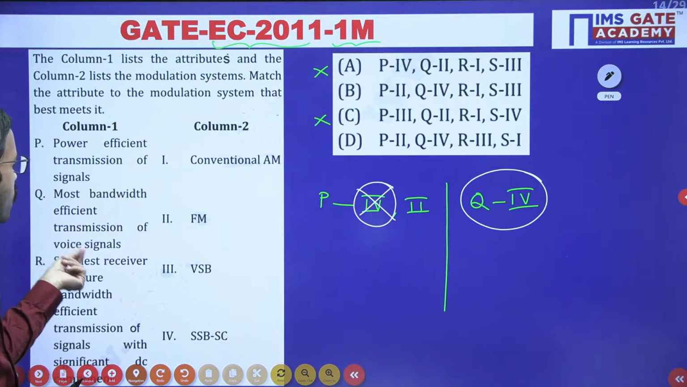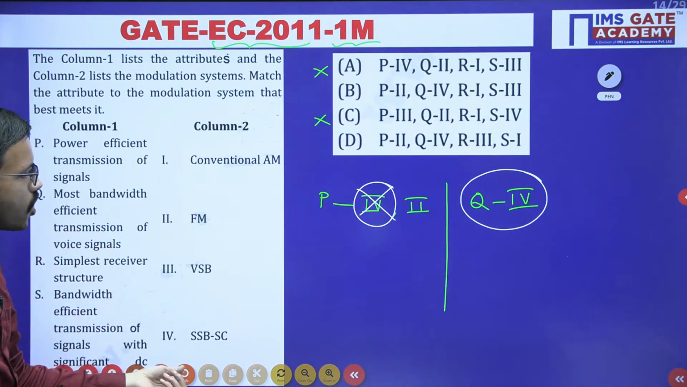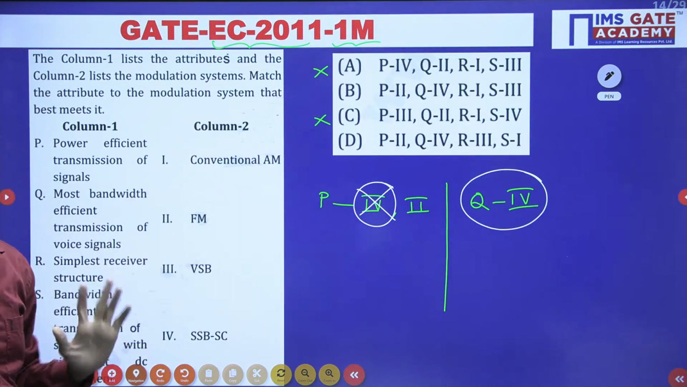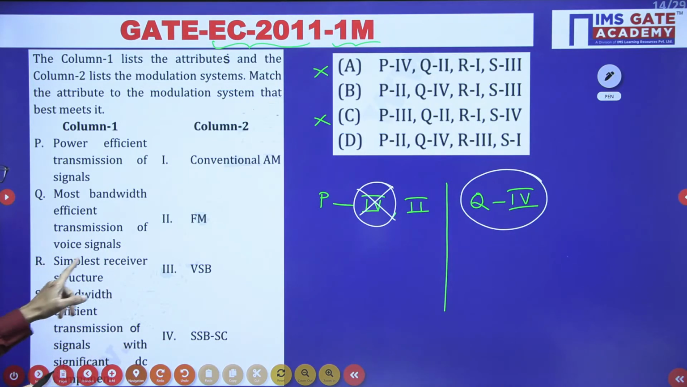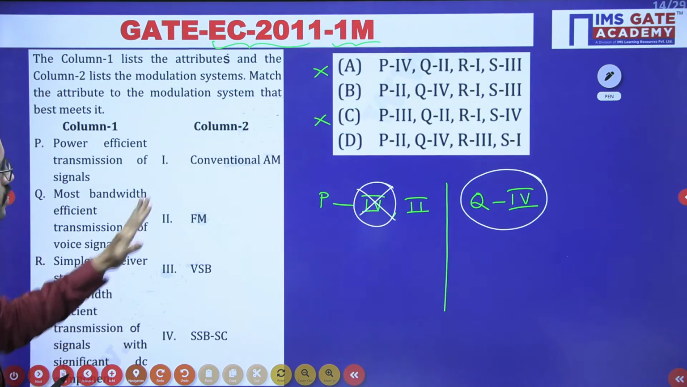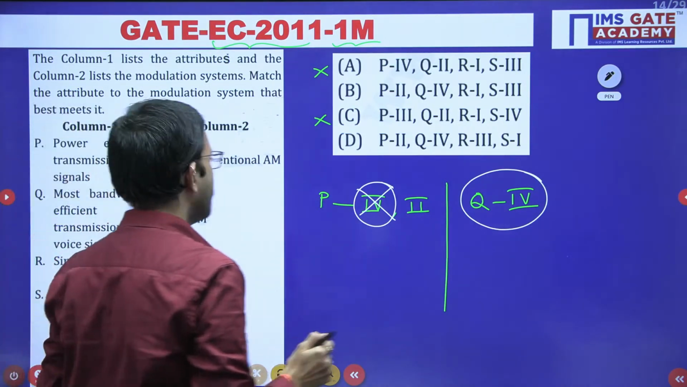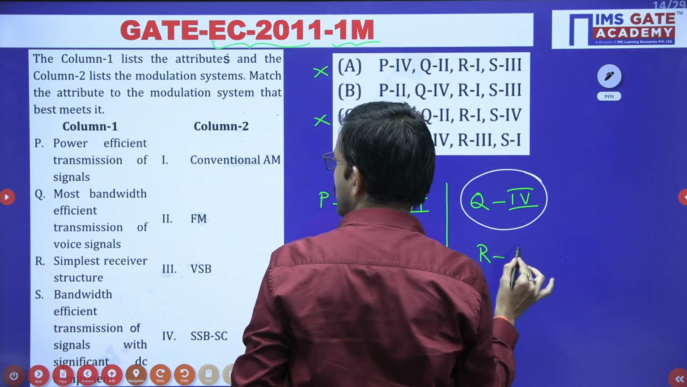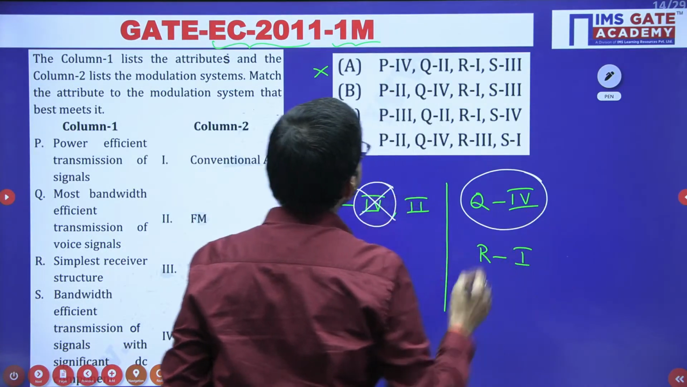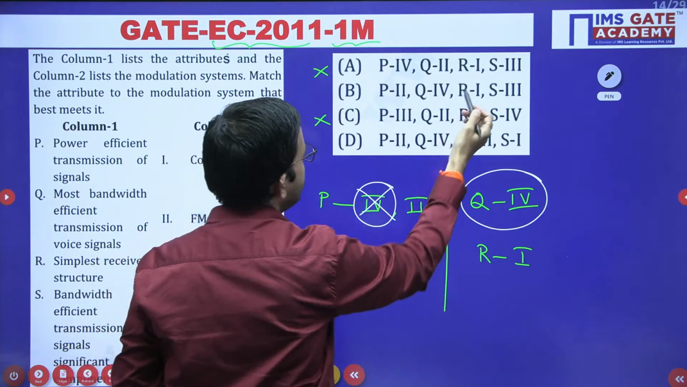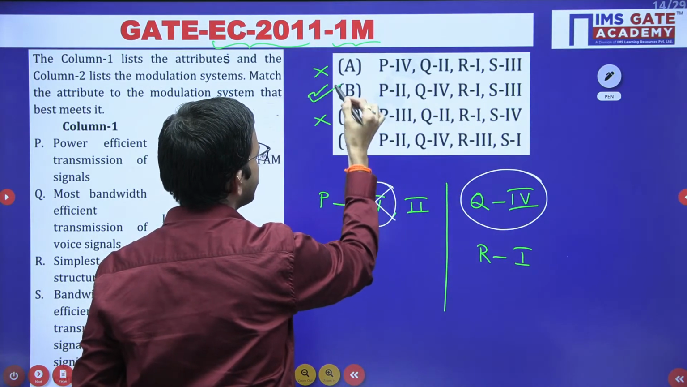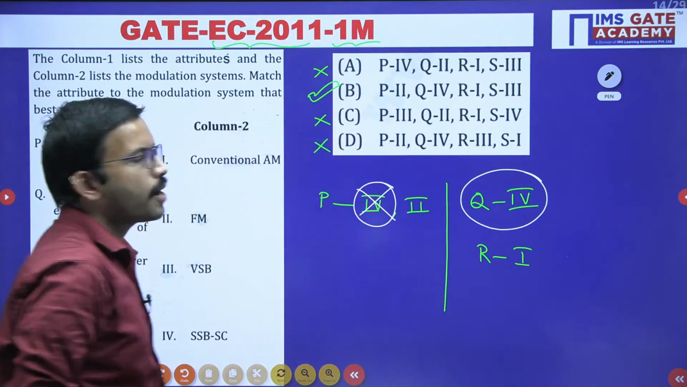With respect to voice signal, among all the modulation techniques we can use SSB-SC, right? And simplest receiver structure. Obviously the first modulation technique, that is conventional AM, is simple. So regarding R we have 1. So regarding R, if you observe 1, option B is satisfying. So obviously we can eliminate option D.